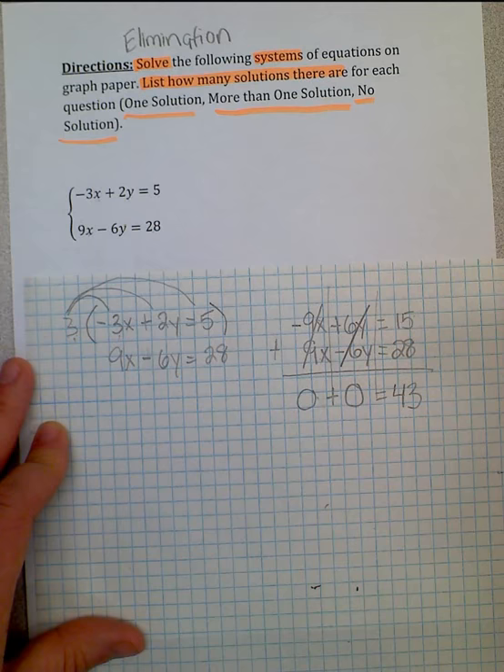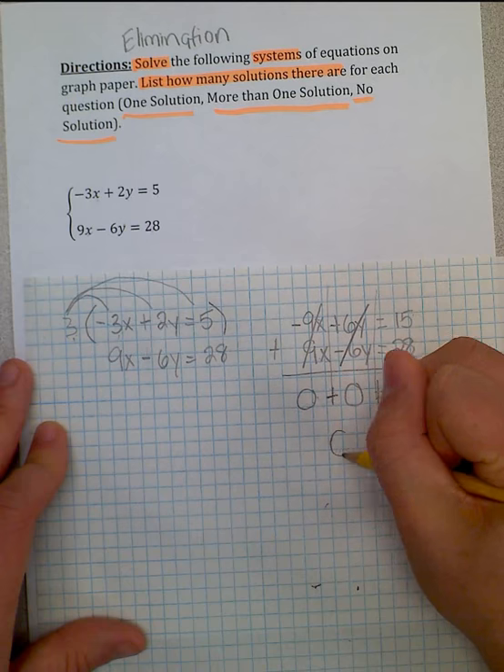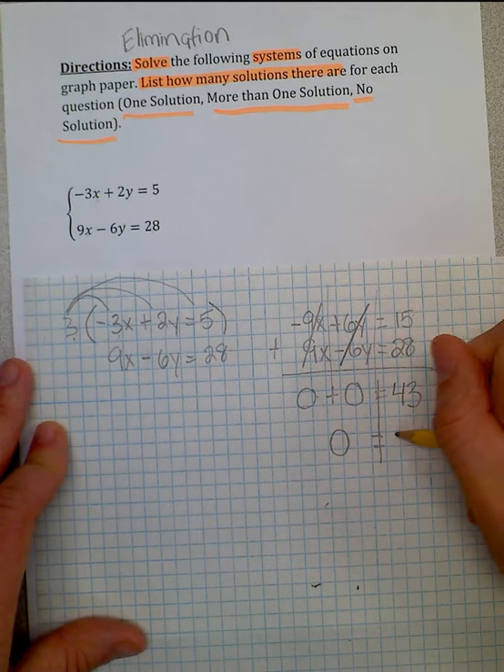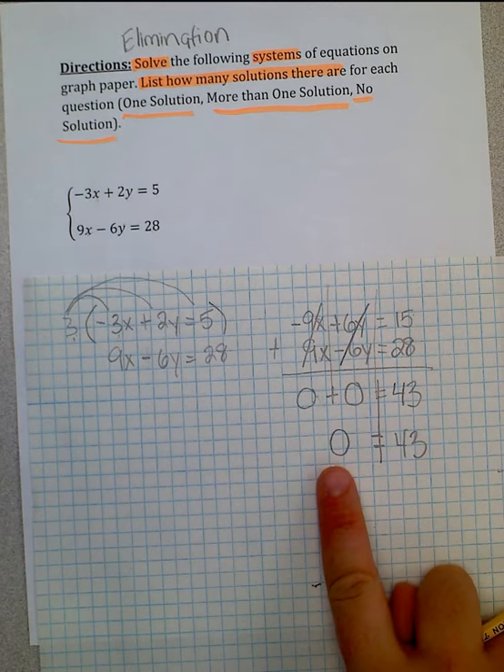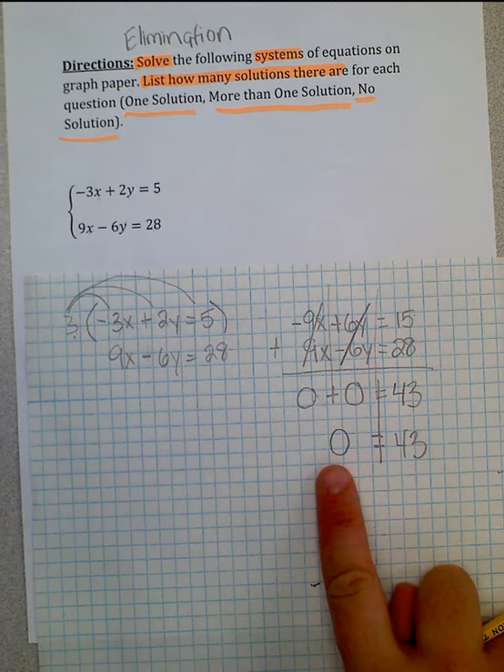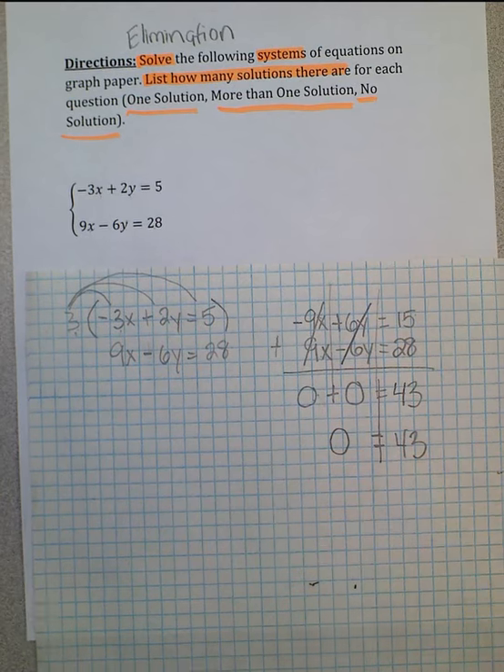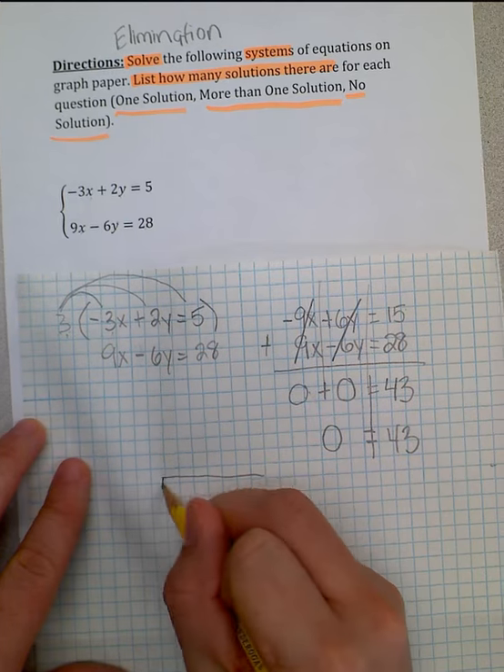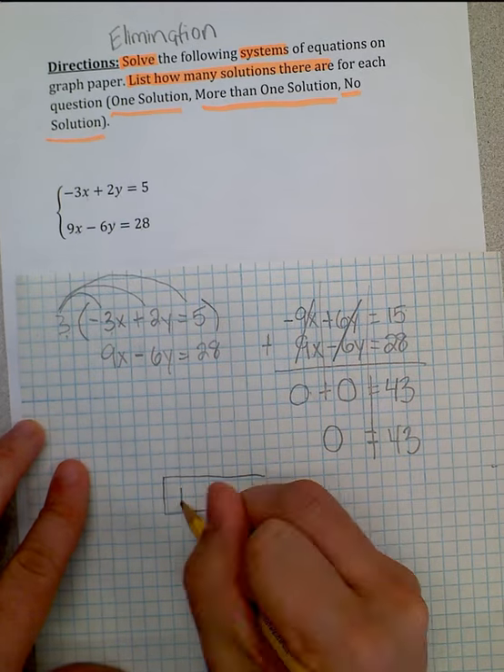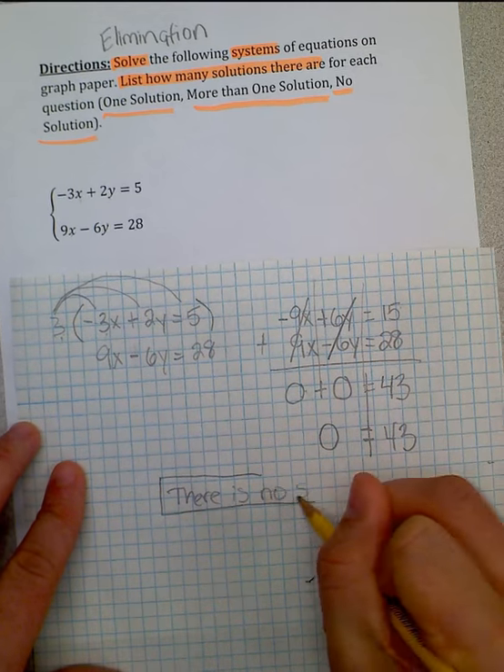And now I look at my equation and I see 0 plus 0. Well, that's just 0. And on the right side, I bring down the 43. And I notice my final answer, or my solution here, is 0 equals 43. Is that a true statement? Does 0 equal 43? No. So there is no solution to this problem. That is how we would solve it. So for our solution, we're going to write there is no solution because we ended with a false statement.